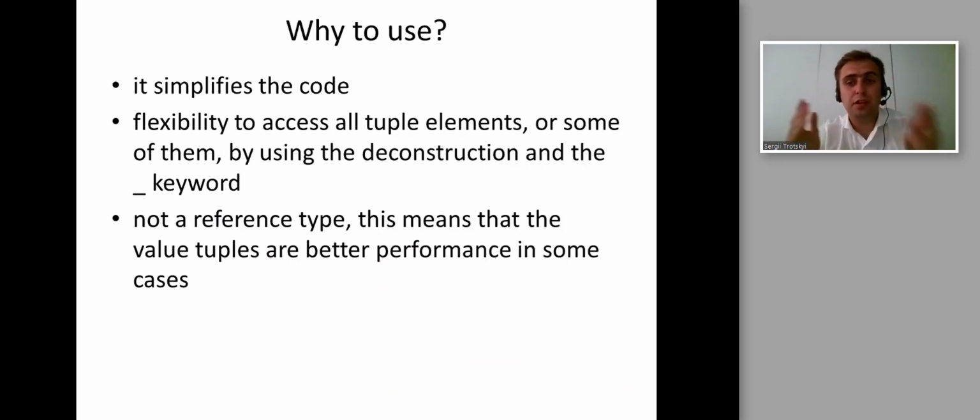Why would I like to recommend using it? It definitely simplifies the code. We have some flexibility to access all tuple elements, because we have the discards, so we could access several of them and not access, for example, this one. It is not a reference type, it is a value type. So it means that you have no overhead related to allocating the object on the heap.